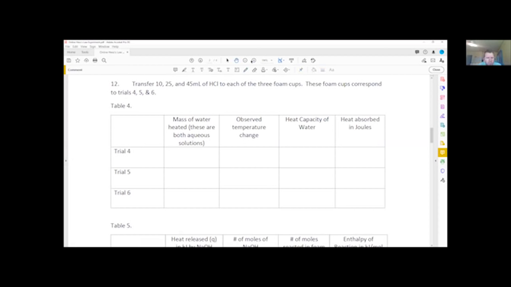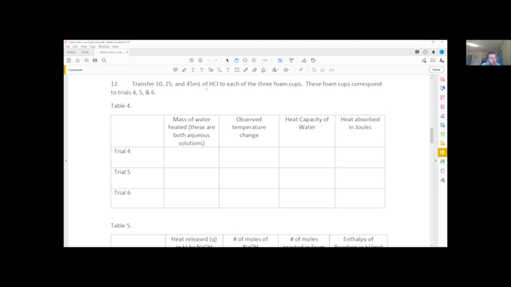This first column is the mass of the water heated. These are both aqueous solutions. What I said earlier was we're dealing with sodium hydroxide and HCl solutions, but we can treat them as having a density comparable to water. Our density of water is what? That's right, 1 gram per milliliter.